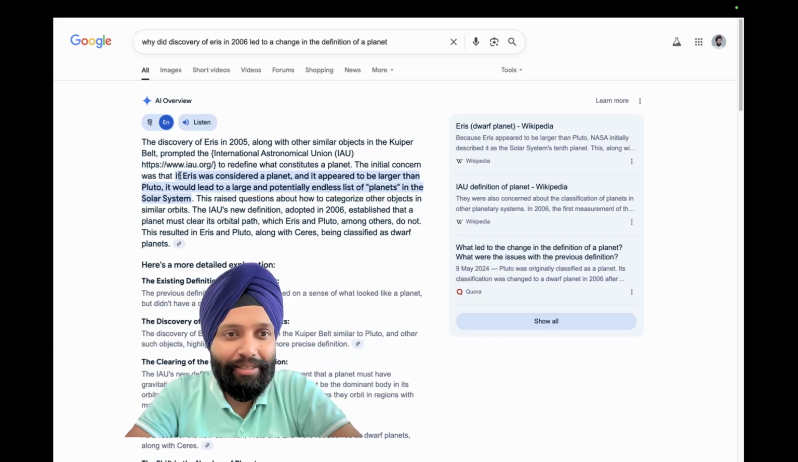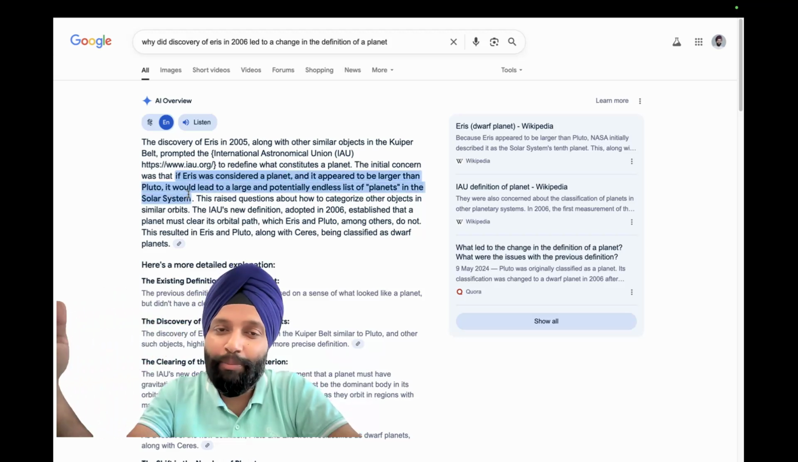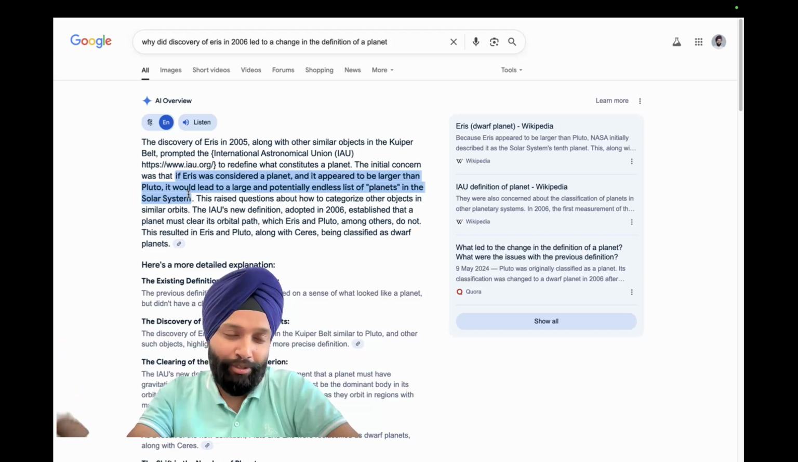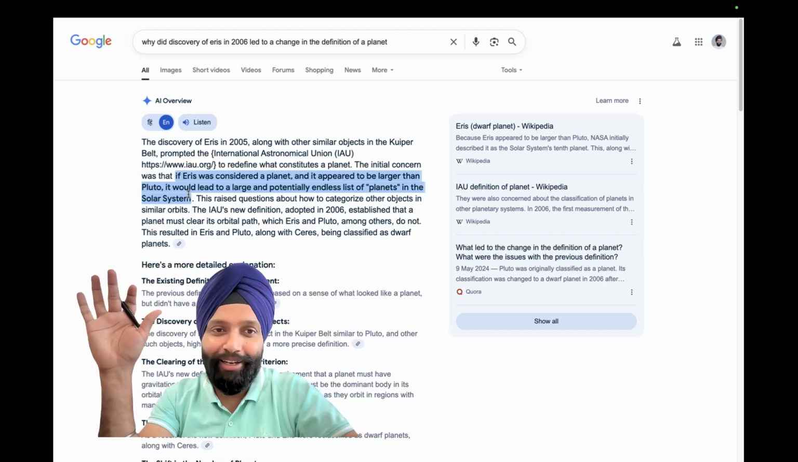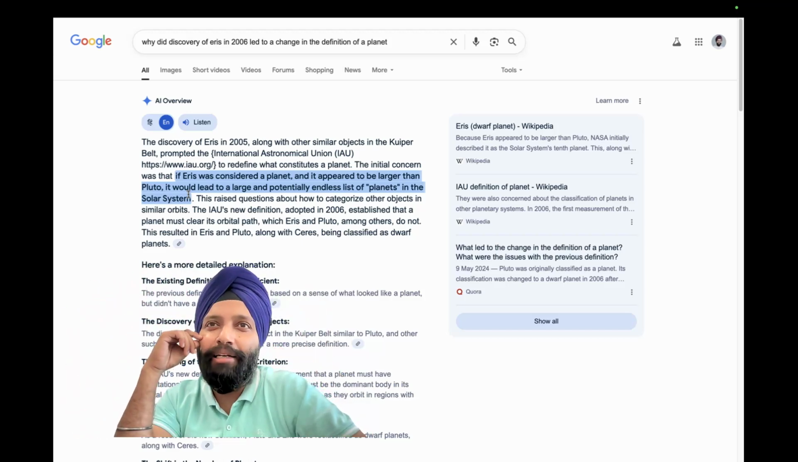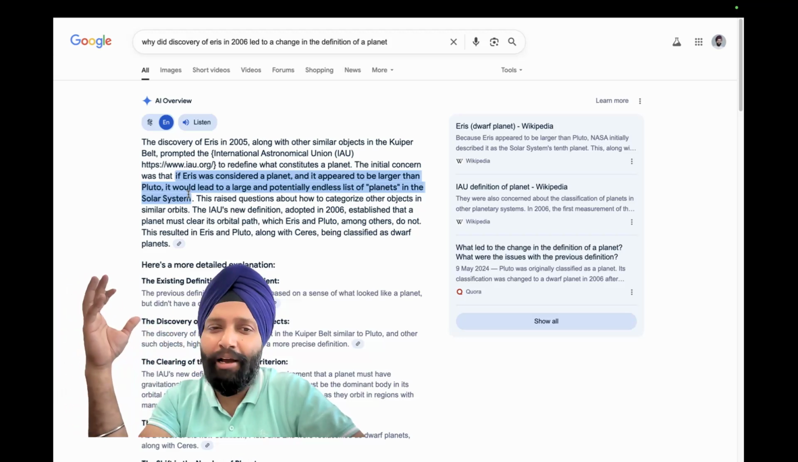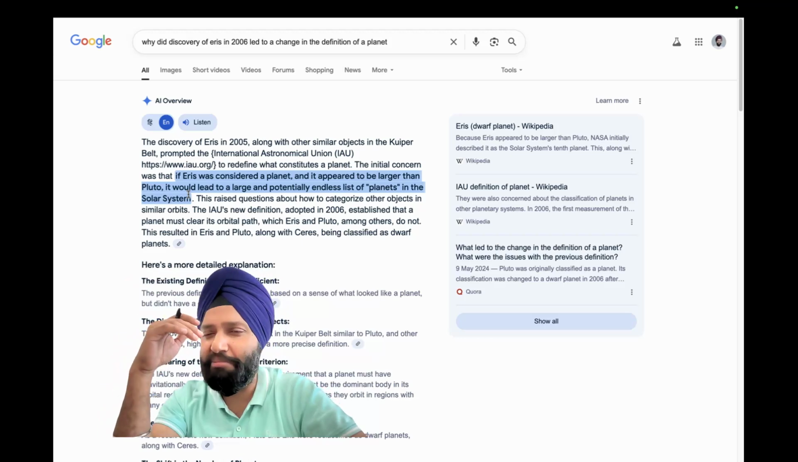So you look at this. If Eris was considered a planet and it appeared to be larger than Pluto, it would lead to a large and potentially endless list of planets in the solar system. So in 2006, given the discovery, they were in a situation, well, if we call Pluto a planet, then we'll have to call a lot of these also planets. So suddenly we'll have not 9 planets, but an endless list of planets. That's horrible.